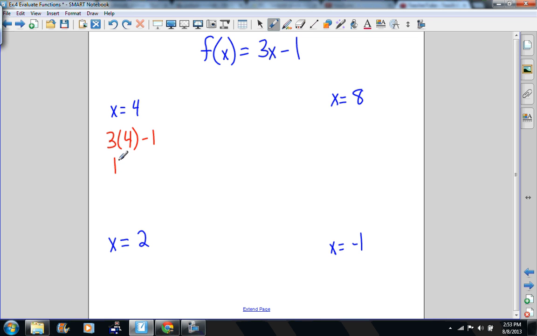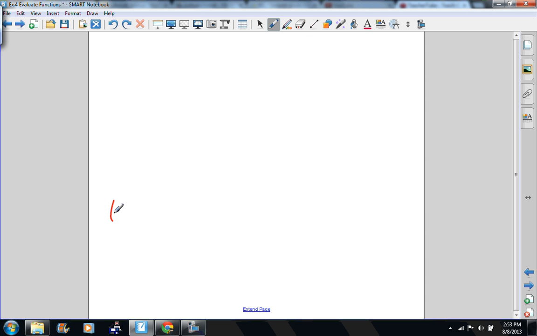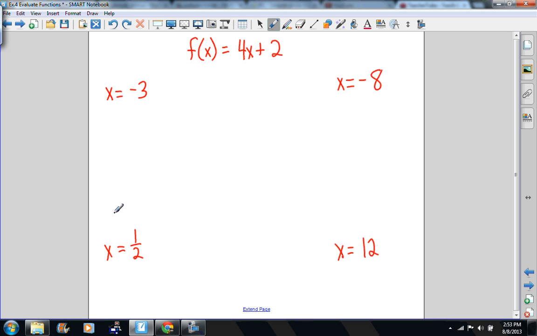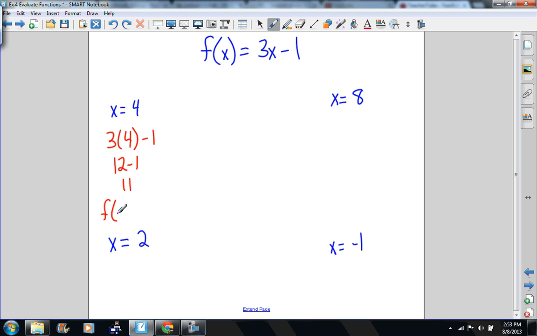3 times 4 is 12. 12 minus 1 is 11. Now you could also write this as f of 4 is equal to 3 times 4 minus 1. And what this means is, since this x and this x have to be the same thing, you're saying that the function when x is 4 is equal to 3 times 4 minus 1.